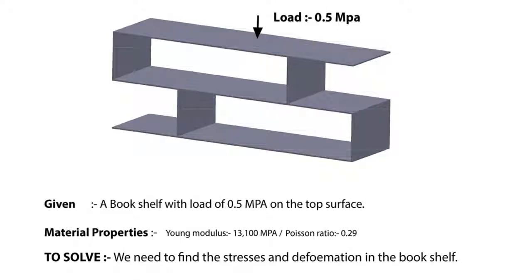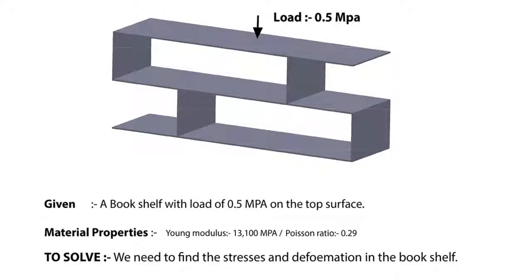In this particular problem, we are going to take a bookshelf, and this is the simple model of the bookshelf. It is prepared with a material of Young's modulus of 13,100 megapascal and Poisson's ratio of 0.29, and we assume a load of 0.5 megapascal was applied on the top surface. And we assume that this particular bookshelf is placed on the ground. So we need to find the stresses and deformation.